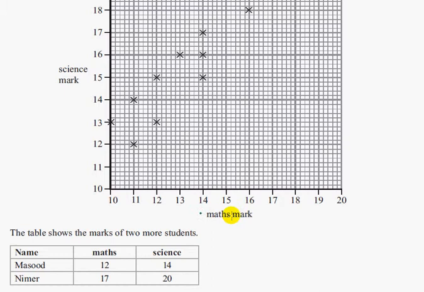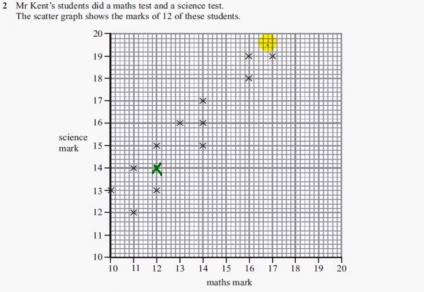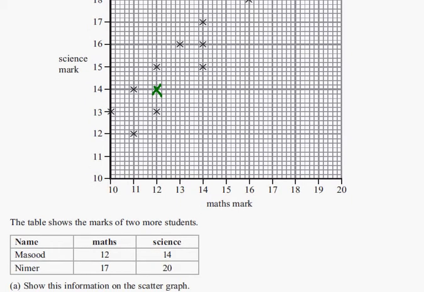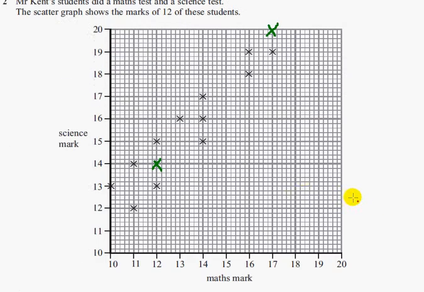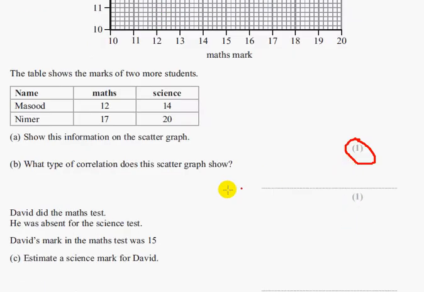He got 12 for maths. Now make sure you get the right one, otherwise it's wrong. So you got 12 for maths and he got 14 for science. So you need a cross here to represent Masood. Okay, Nimmer got 17 for maths and 20 for science. So 20 for science. Wow, all the way at the top there. Okay, that represents Nimmer. Now part A is worth 1 mark, and you have to plot both those correctly to get the first mark for A.